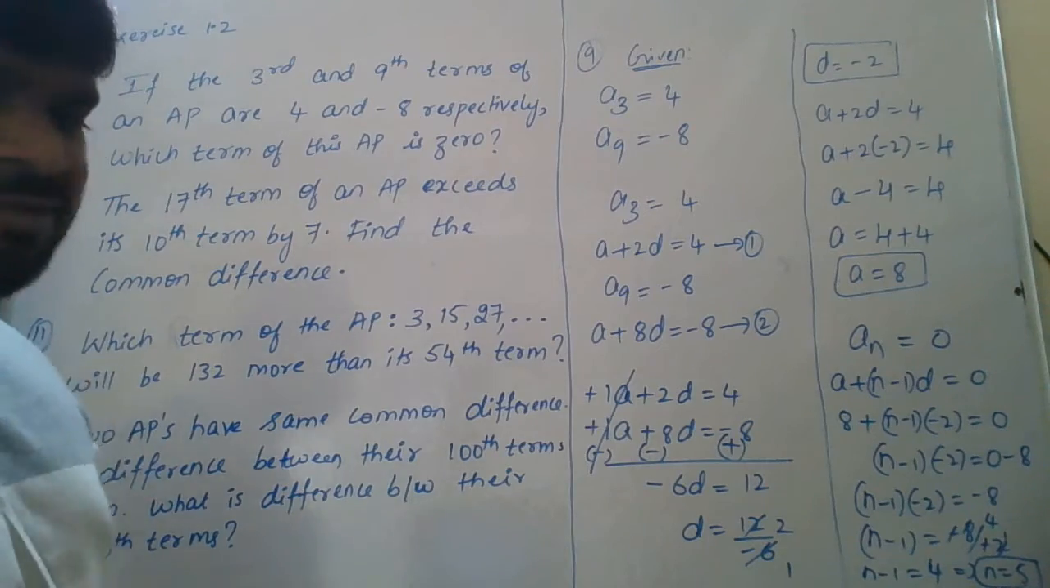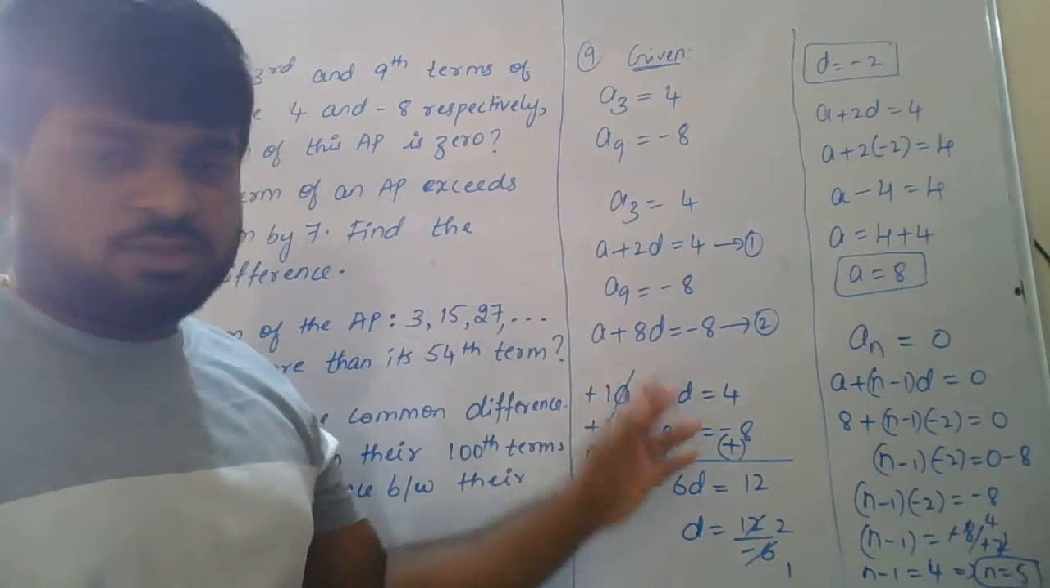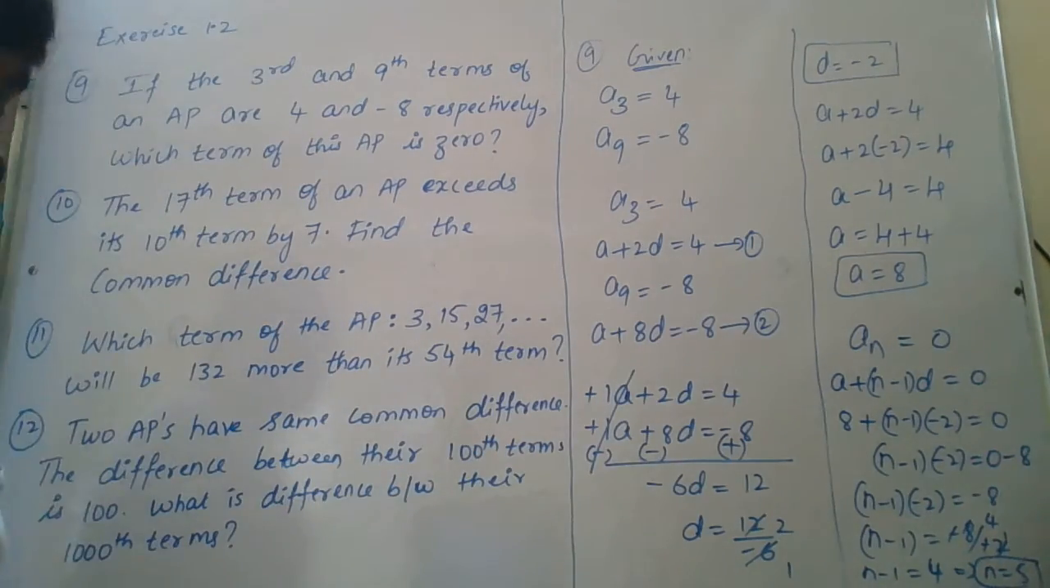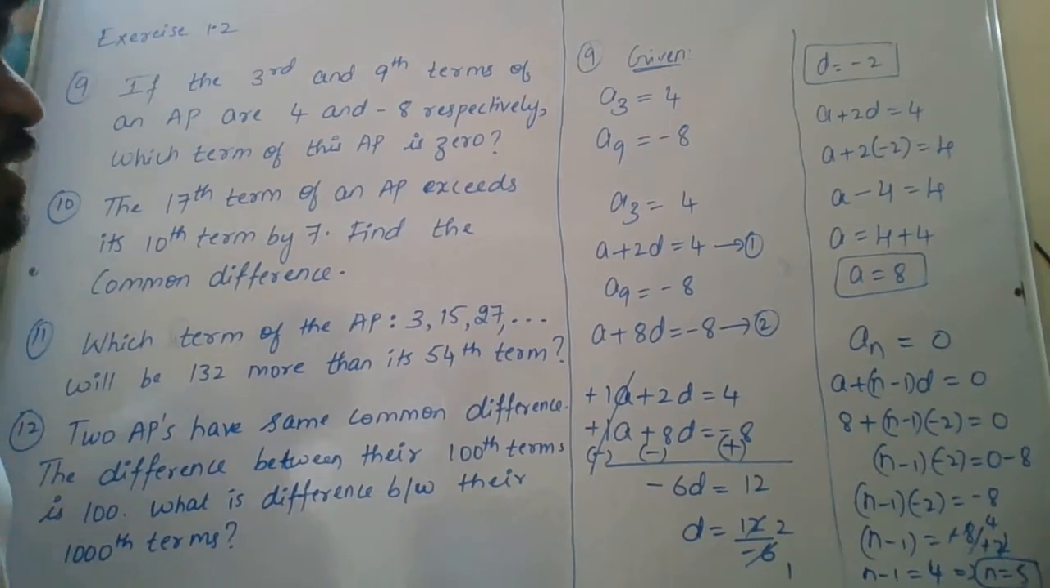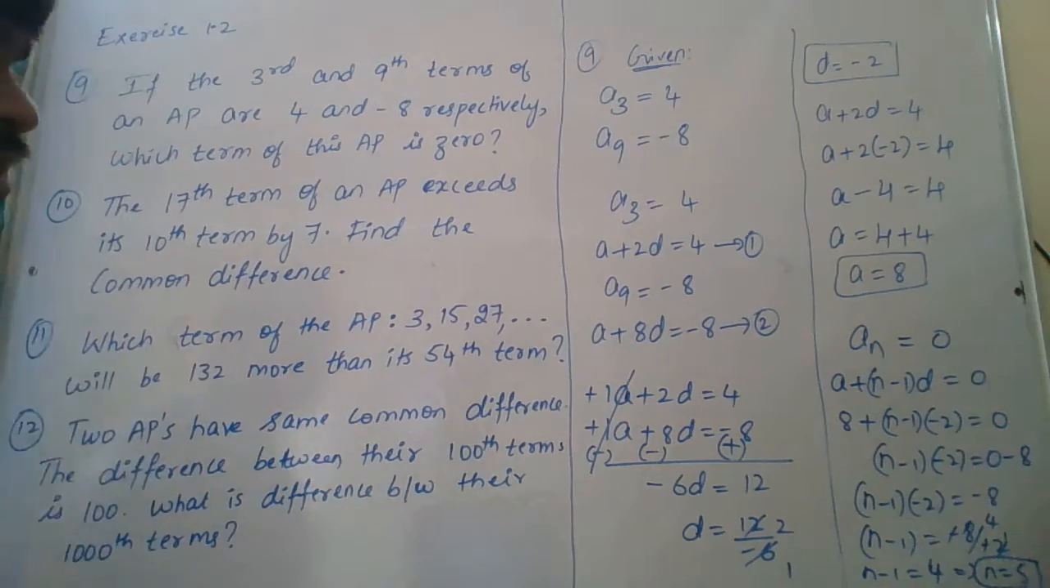I hope it's very easy. Here you don't know the value of a and d, so you will get two equations, solved by the elimination method as usual. Once you get a and d, you can find whichever term is asked. Okay, so this is regarding the 9th question. Let's go to the 10th question now.